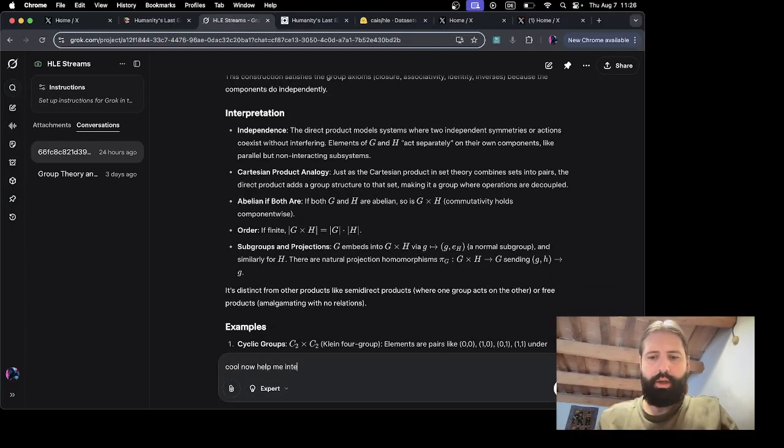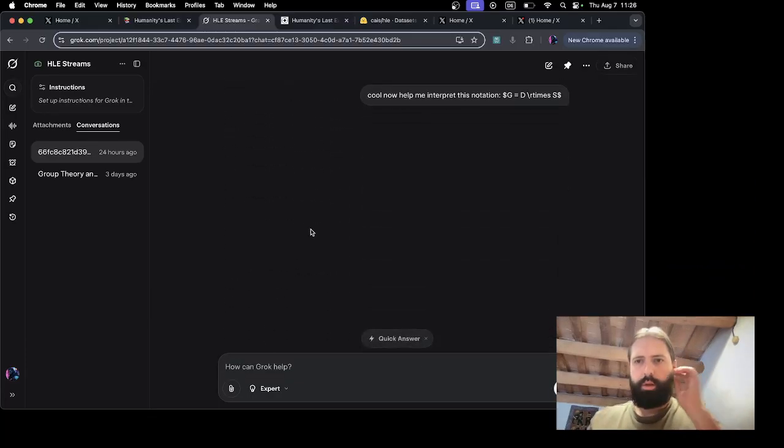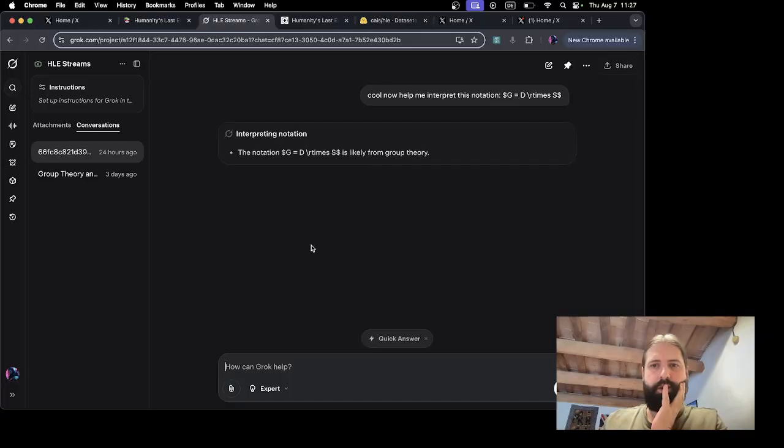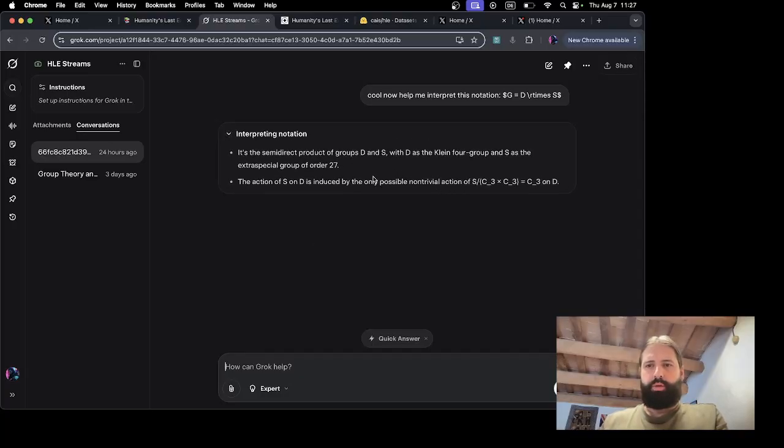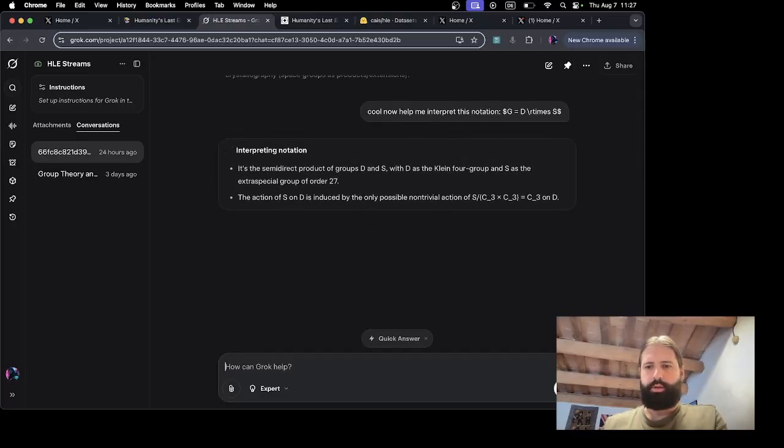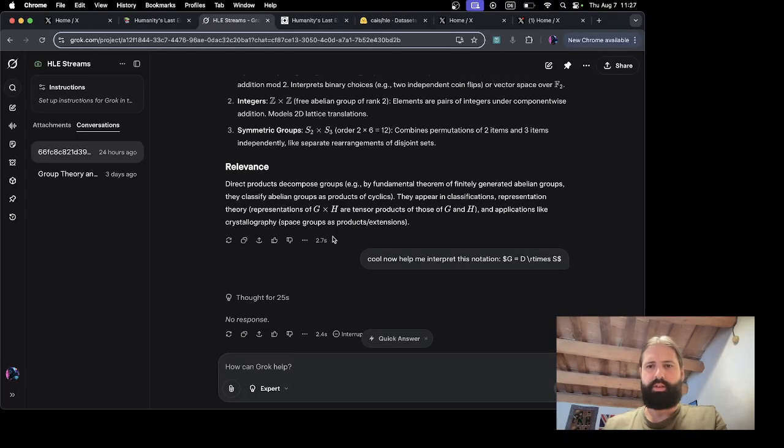Now help me interpret these. So this might be another way of combining those, I guess. This might be a new way of combining those. It's a semi-direct product. Okay, interesting. So of D and S. Whatever group, it's fine. It's the semi-direct product. So what's the semi-direct product of two groups?